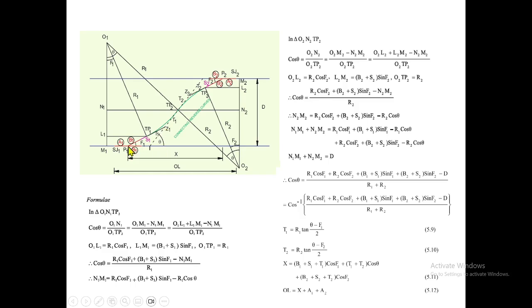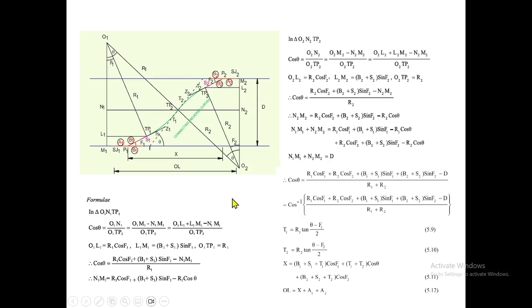So we can get the horizontal distance of this one as hypotenuse into cos F1. We can come up to this point, and from here, T1 plus T2 cos theta. Then here again, hypotenuse T2 S2 and B2 into cos F2. So we come up to this point. Adding all these adjacent side distances, we will be able to get the distance x, that is the distance between the point of intersection of the first point and the second point.